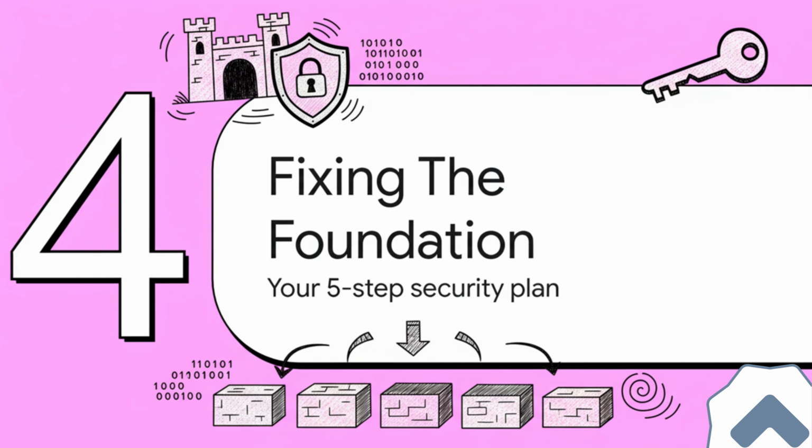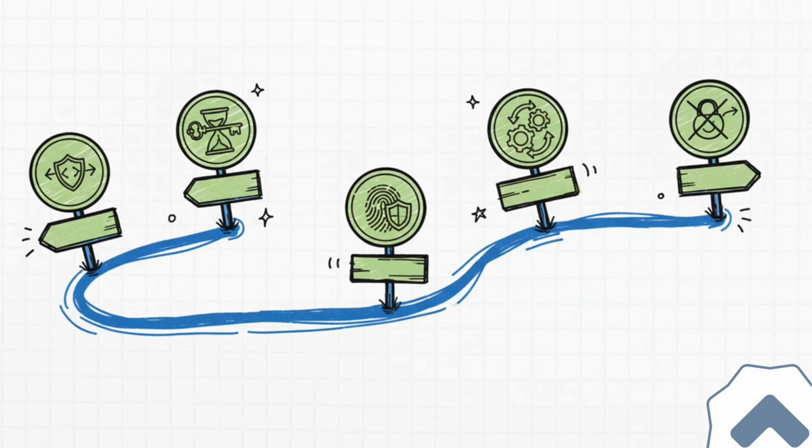Okay, we have gone through the 5 biggest problems. Now, for the most important part, the solutions. Let's walk through your 5-step plan to fix this foundation and get that digital front door properly secured. Here's your action plan. Number 1, build granular and well-tested conditional access policies. 2, implement just-in-time access using PIM. 3, mandate phishing-resistant MFA, think passkeys. 4, automate your joiner-mover-leaver process. And 5, create a real actionable roadmap to go passwordless.